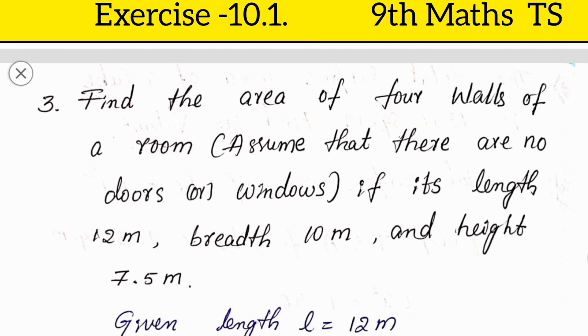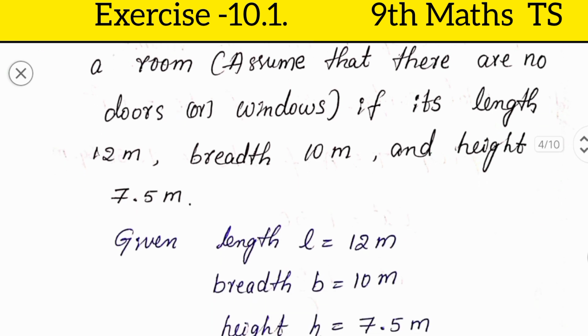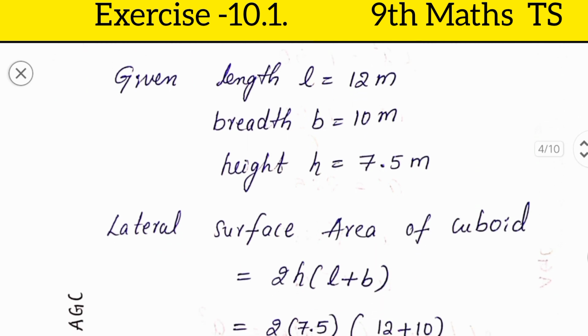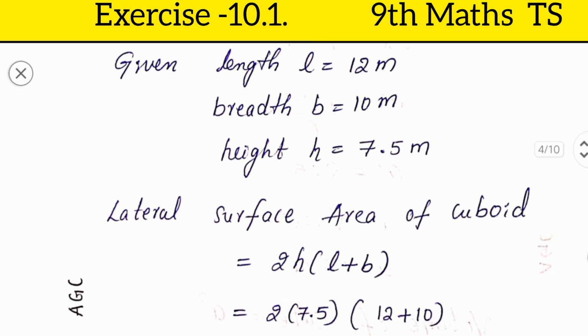Yes. So now, whatever data is given, I am writing here. The lateral surface area of the cuboid formula, we know that. What is the lateral surface area of the cuboid? That is 2h of L plus B. Now here you know the h value. What is the h value? 7.5 meters. And what is the L value? 12 meters. And what is the B value? 10 meters. So if you substitute all those in the formula, then you will get the answer.